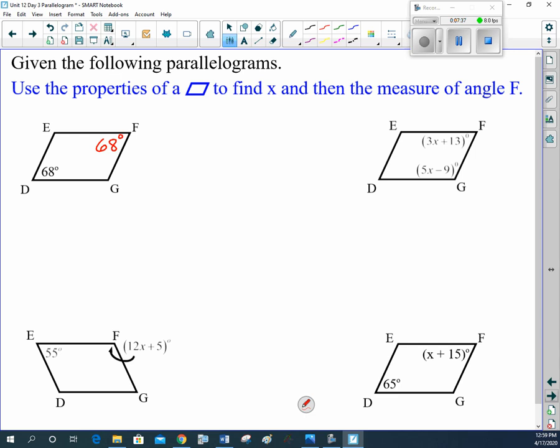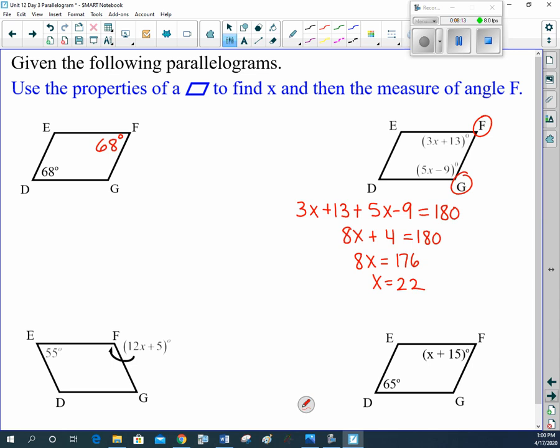So that one's 68. Over here on the right, I know that consecutive angles are supplementary. So I know that 3x plus 13 plus 5x minus 9 is going to equal 180 degrees. They're supplementary. So combine our like terms. So 8x plus 4 equals 180. Subtract our 4. So 8x equals 176. And then divide that by 8. So 176 divided by 8 is 22.